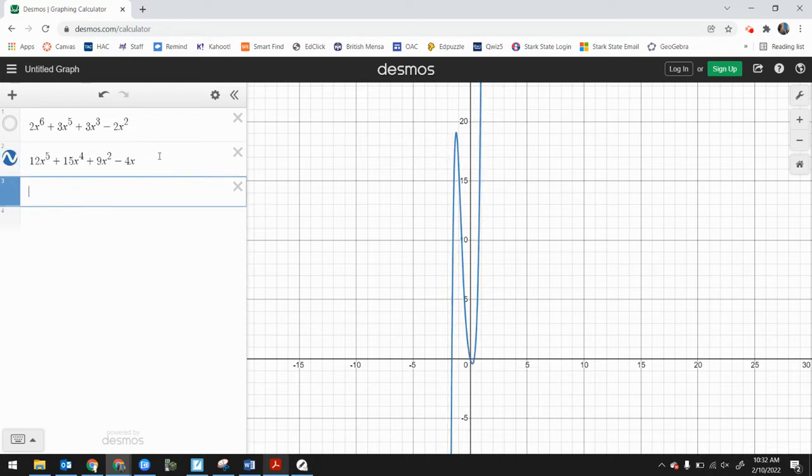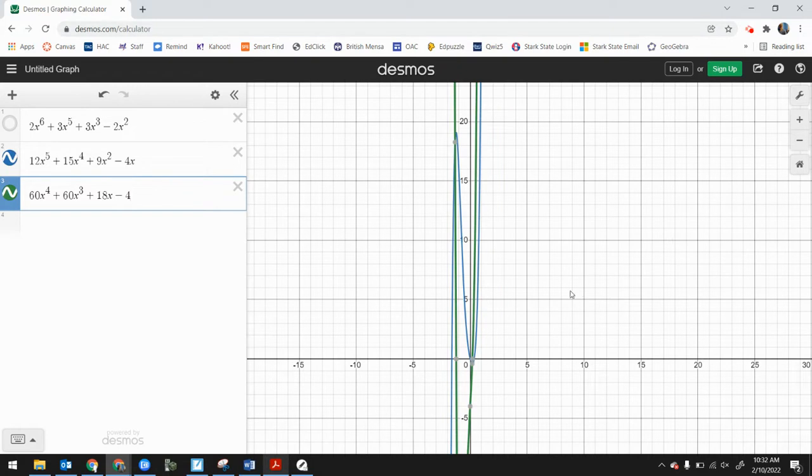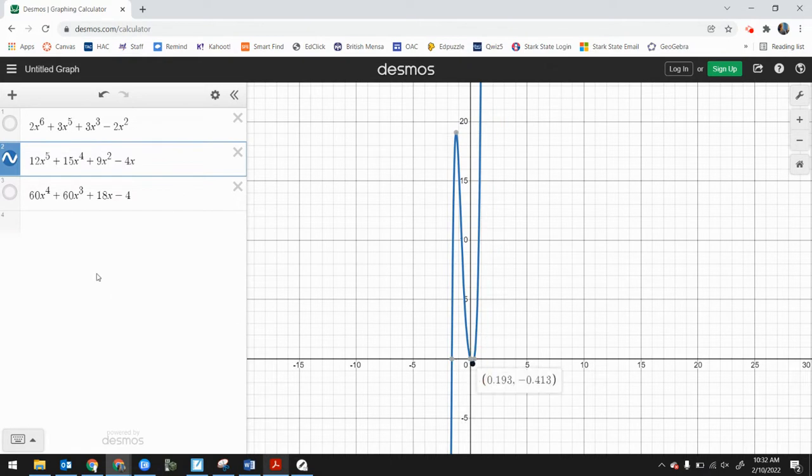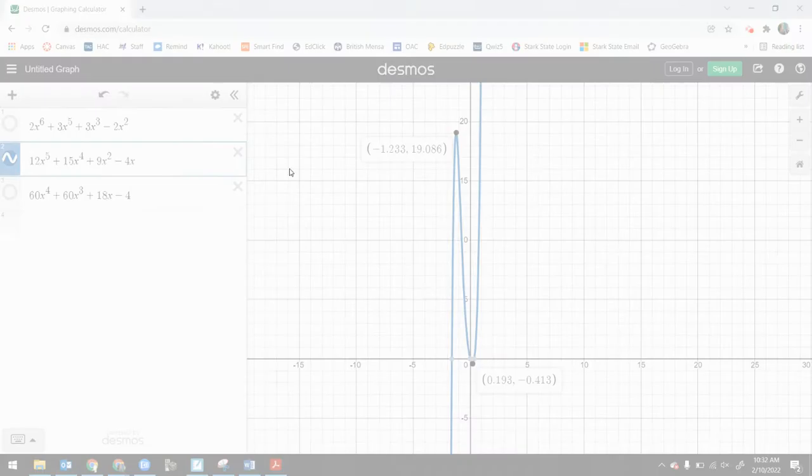Let's calculate that again. So bring down the 5. That's 12 times 5 is 60x to the 4th plus 4 times 15. Isn't that 60 as well? 60x to the 3rd plus 18x minus 4. Okay, so let me turn off my single derivative. I'm going to turn off my double derivative, and I'm going to reveal these 2 points and screenshot that.